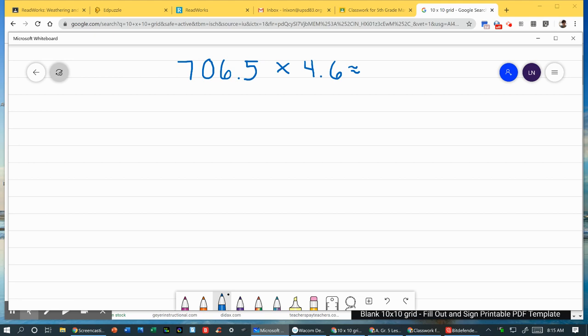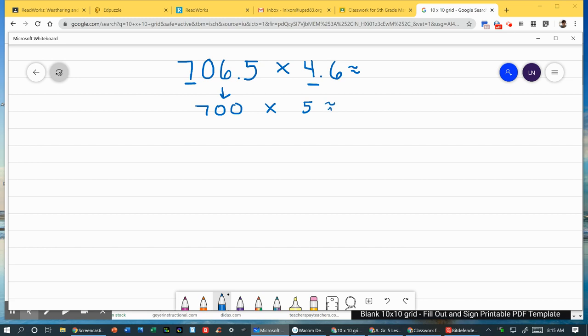So when you're estimating, you want to make the numbers that you round to easy to work with, yet still fairly close to the original. Generally speaking, it works to round to the largest place value column. So on 706, I'm going to be rounding to the nearest hundred. On 4 and 6/10, I'm going to be rounding to the nearest one. If I round 706 and 5/10 to the nearest hundred, that would be 700. If I round 4 and 6/10 to the nearest one, that's going to be 5.